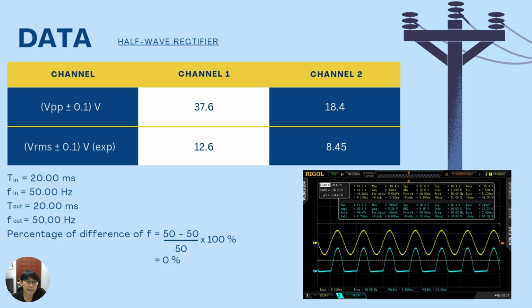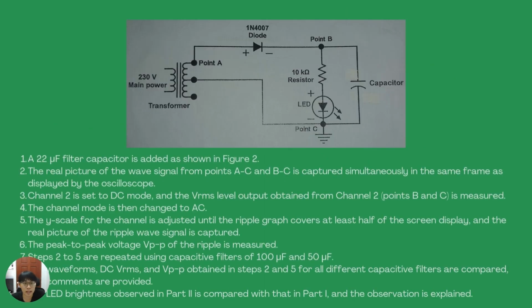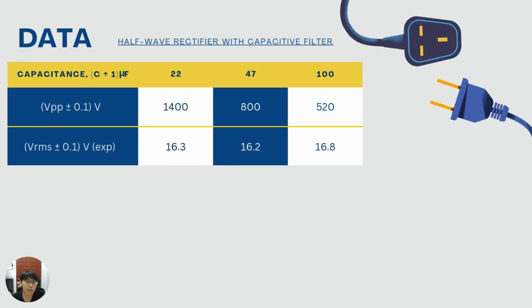On the left hand side, you can see we calculate the frequency, and we compare the frequency of the input and output, and we are going to discuss this later on. For part 2, we did the half wave rectifier with capacitor filter. In this part we do the same thing as part 1, and we just add the capacitor to the circuit. In the data we get, for the higher capacitance we have the lower V peak to peak, but the VRMS is the same.